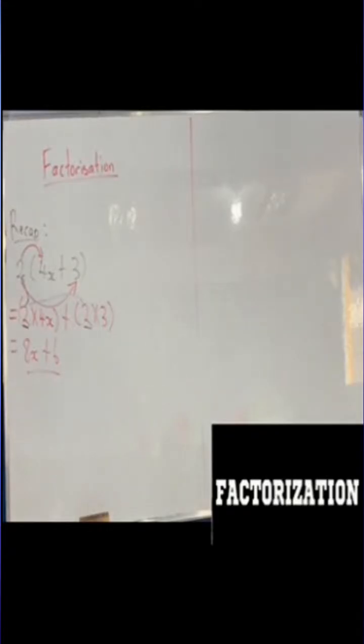The important thing when factorizing is to look for common factors. Alright? Like if you look at this example, there is 2 multiplying everything. So the common factor here is 2, multiplying 4x and multiplying the 3. So 2 is the common factor. That's the one which we factor out. Okay, let's try another example and see.